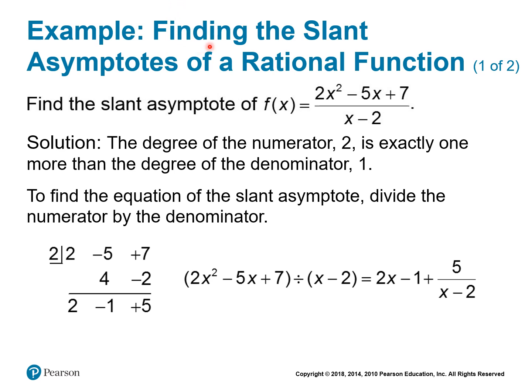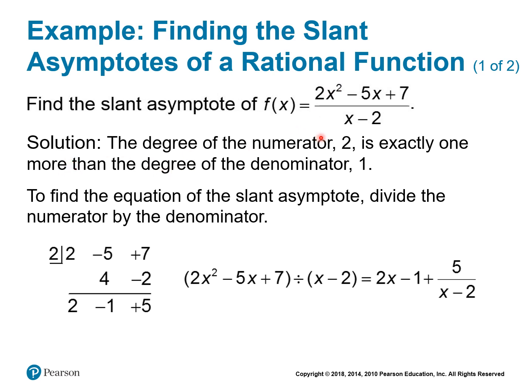Here's an example of finding the slant asymptote of a rational function. The rational function given to us is 2x squared minus 5x plus 7 divided by x minus 2, and we have to find the slant asymptote. So the first thing that we have to make sure is that the degree of the numerator is 1 more than the degree of the denominator. So just look at the leading exponents. Here we have a 2 for the leading exponent, and in the denominator we have 1, which is 1 less than what we have in the numerator.